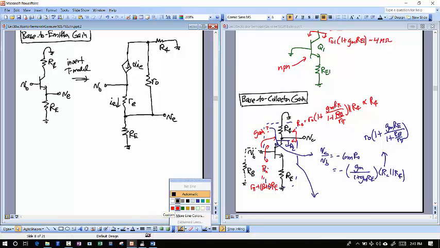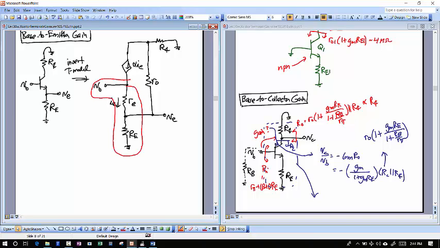This region right here, from VB through RE out there, that's just a voltage divider. And that's all that is. And so that means I can immediately write my gain from VB to VE as just being equal to that RE divided by little re plus that RE.